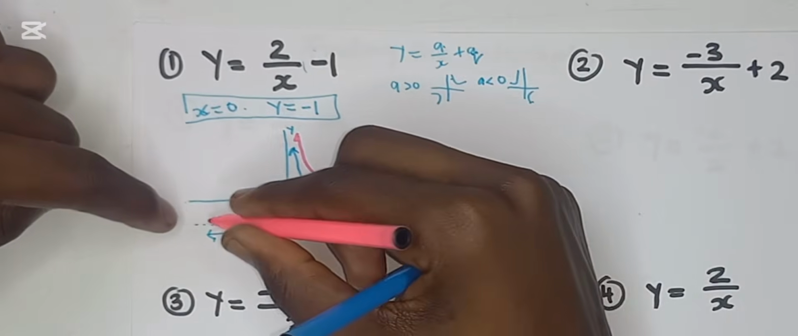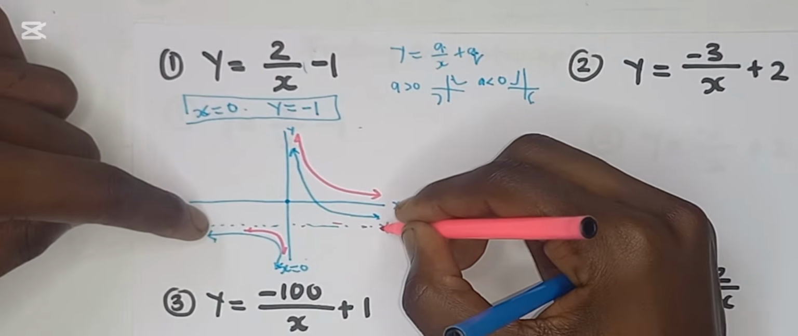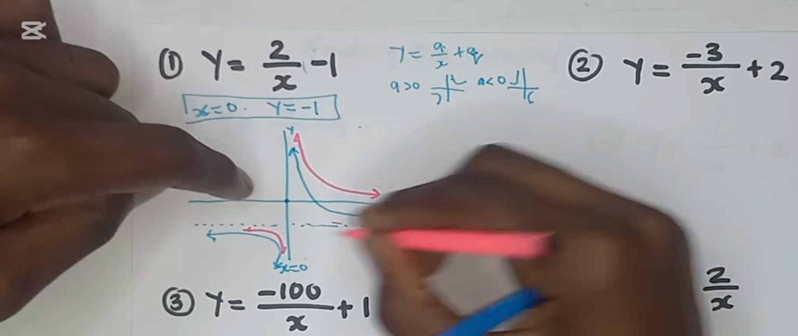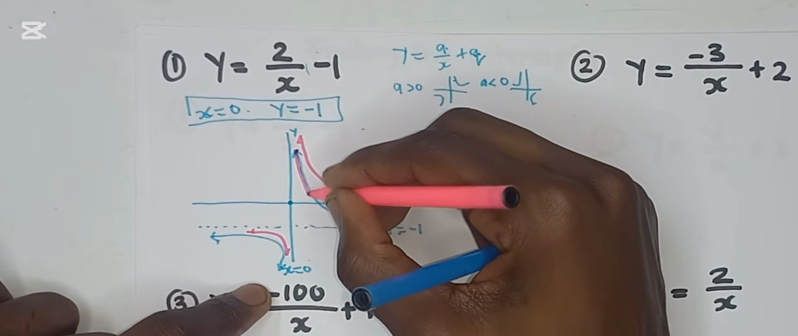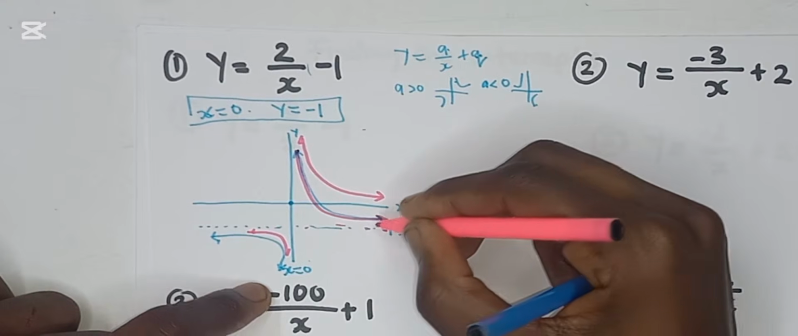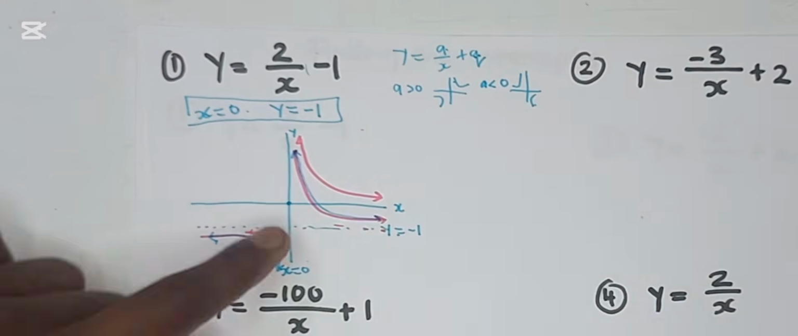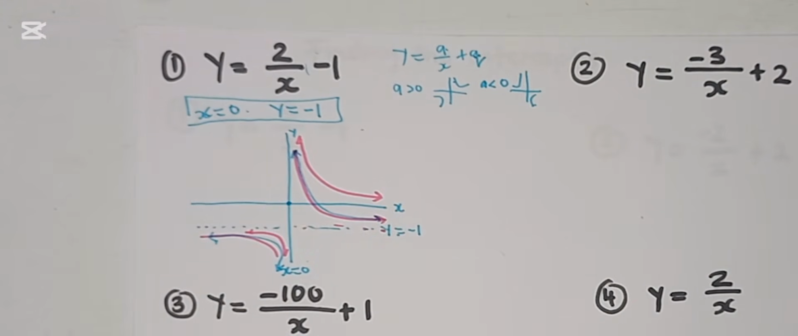For example, here we draw the horizontal and the vertical asymptotes. So our graph is going to follow what? It follows the asymptotes that we just drew here. Hence the shape of this kind of graph is going to be like this.